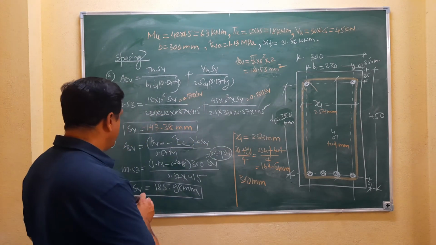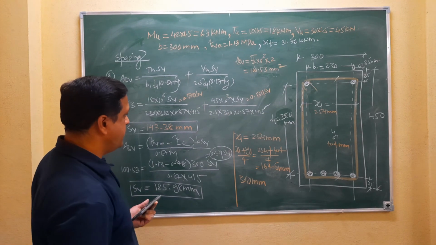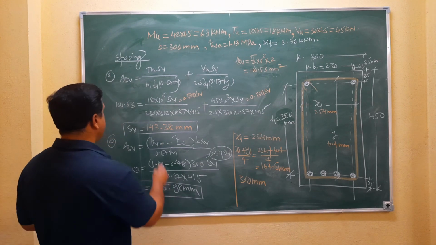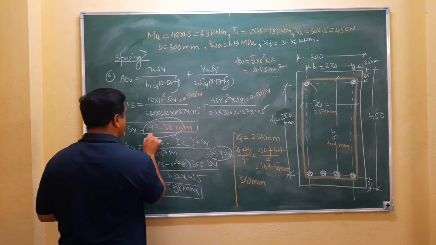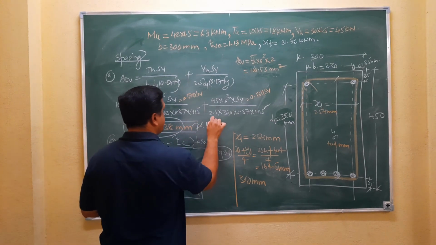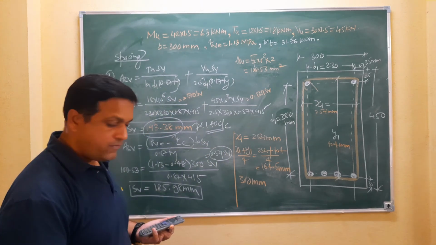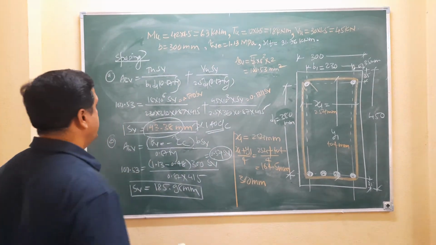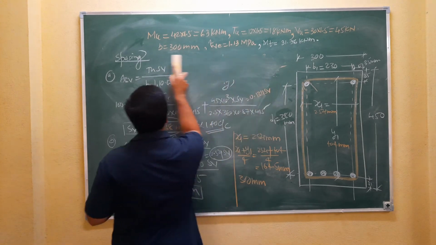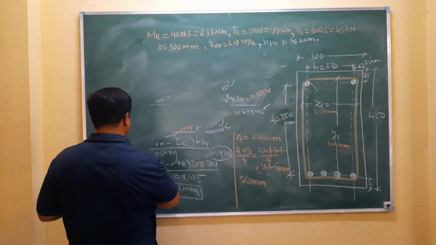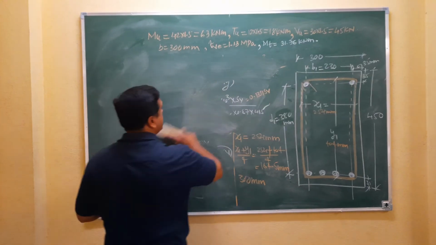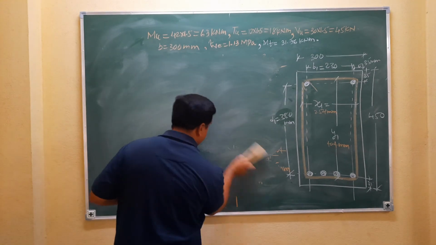The minimum value is 140. So say 8 mm stirrups at 140 center to center. Is it clear? How to find out the spacing?